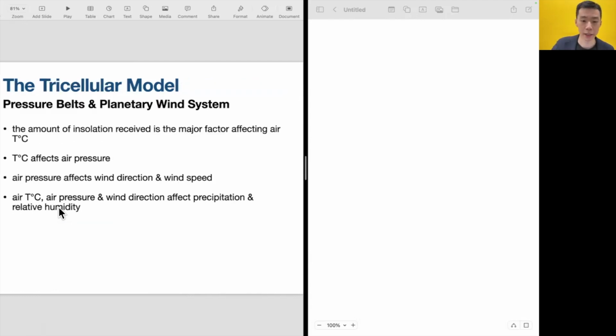Let's talk about the tricellular model, and three basic concepts. The first one is that insolation affects air temperature. The second one is that air temperature affects air pressure. And air pressure affects air movement, that is wind.